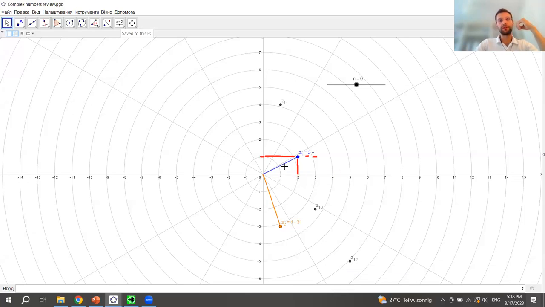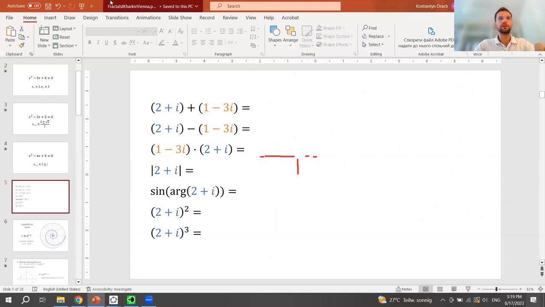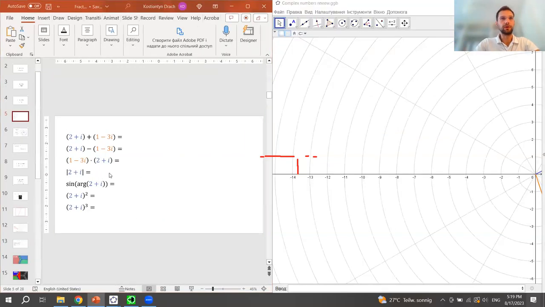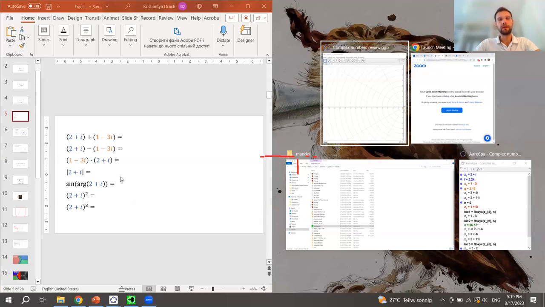For each complex number, you can associate the absolute value of this number, which is just the length of the segment that joins the origin, the beginning of the coordinate system, to the number. In the case of that one, what is the absolute value? You just have to compute the length of this blue segment, which is 2 squared plus 1 squared; you add them and take the square root. So that will be the square root of 5. And that gives us the answer to the question about the absolute value.